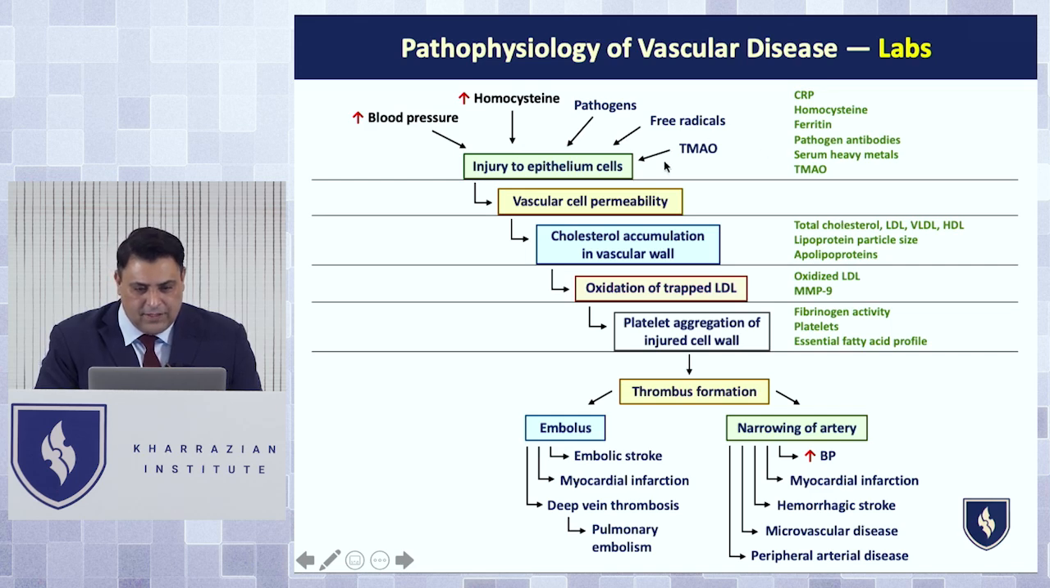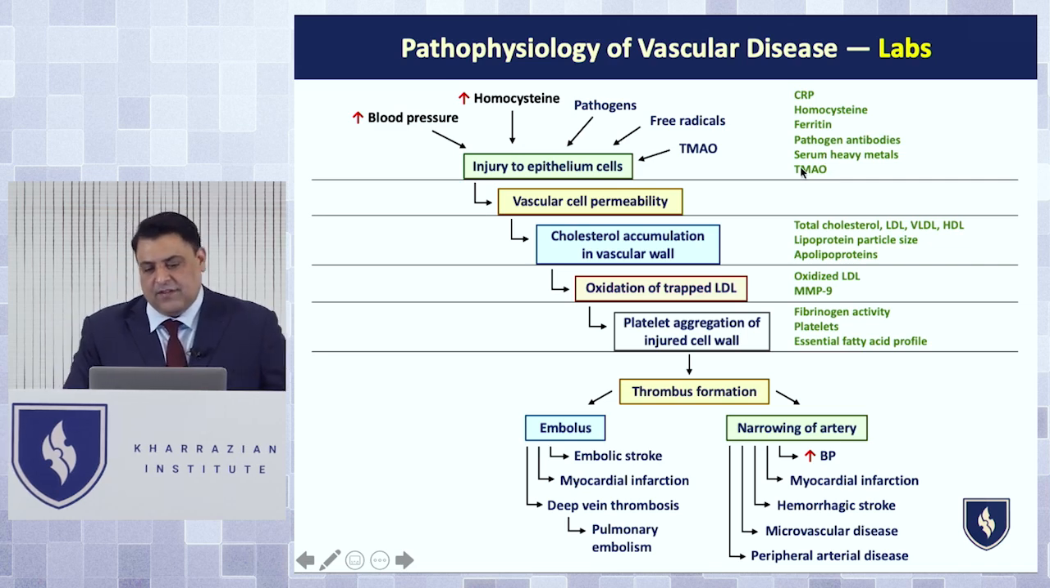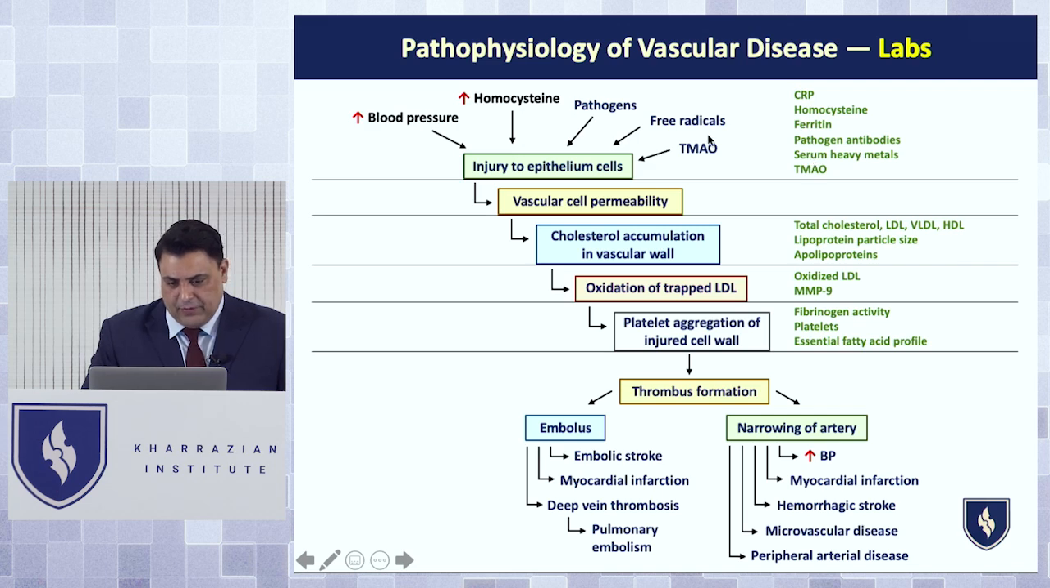So for things that cause injury to the endothelium, we can look at CRP, homocysteine, ferritin, pathogen antibodies, ones that we'll go over that are specific to causing injury to the endothelium. Serum heavy metals reflect what's actually in the bloodstream, not in tissues. TMAO, which is a gut metabolite that happens when there are different changes that take place in the microbiome. These all cause injury. So this is what we're looking at when we do a lab test for these markers. All the green are lab markers.